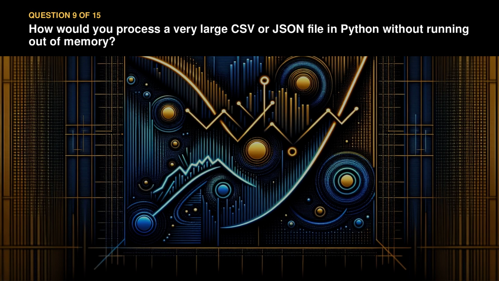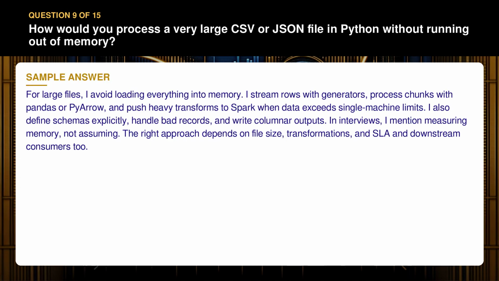Question 9. How would you process a very large CSV or JSON file in Python without running out of memory? For large files, I avoid loading everything into memory. I stream rows with generators, process chunks with pandas or PyArrow, and push heavy transforms to Spark when data exceeds single machine limits. I also define schemas explicitly, handle bad records, and write columnar outputs.